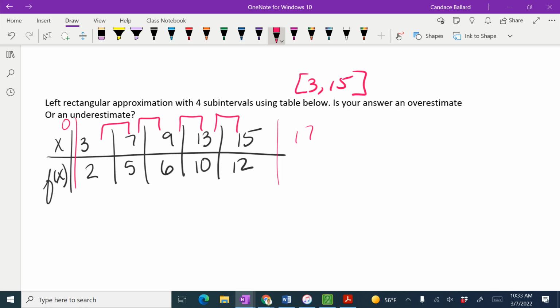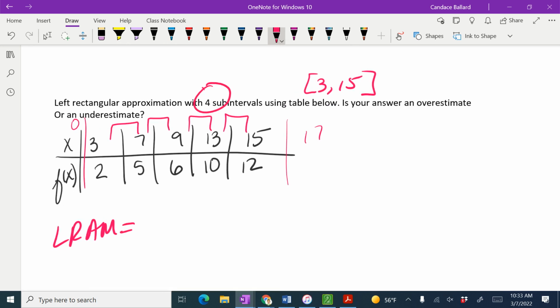All right, we are going to go ahead and set up for an LRAM. So LRAM, and I've got 4 subintervals, so how many plus signs am I going to write? 3. One less. 1, 2, 3. I think the table ones, when they give them to us in the table, are a little bit more exciting than just a distance of 1, right? Because they give us different distances in between.